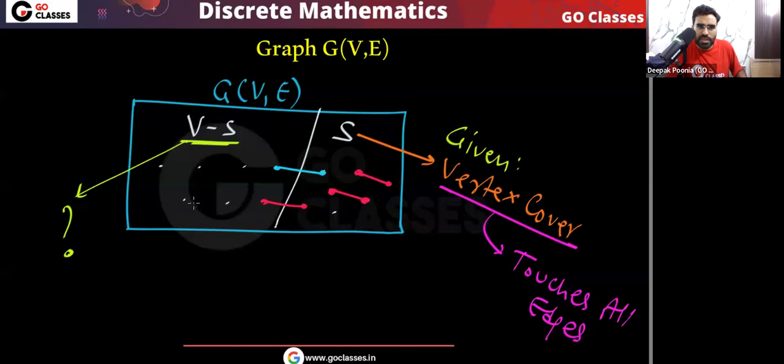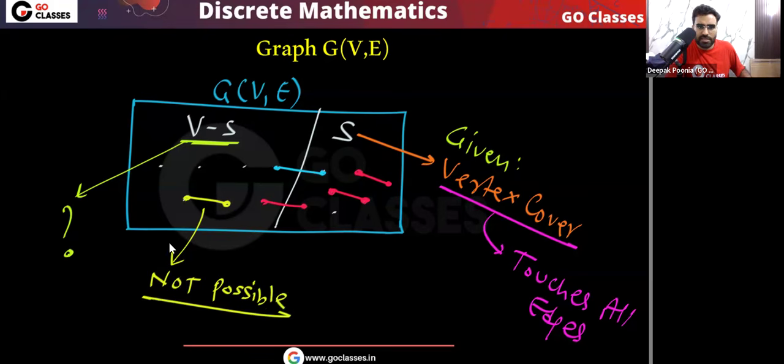Can you have this type of edge, for example an edge which is not touched, not covered by this S? This type of edge is not possible. Why? Because if you have this type of edge, it is not covered by S, but S is a vertex cover, so it must cover all the edges. So this type of edge is not possible.